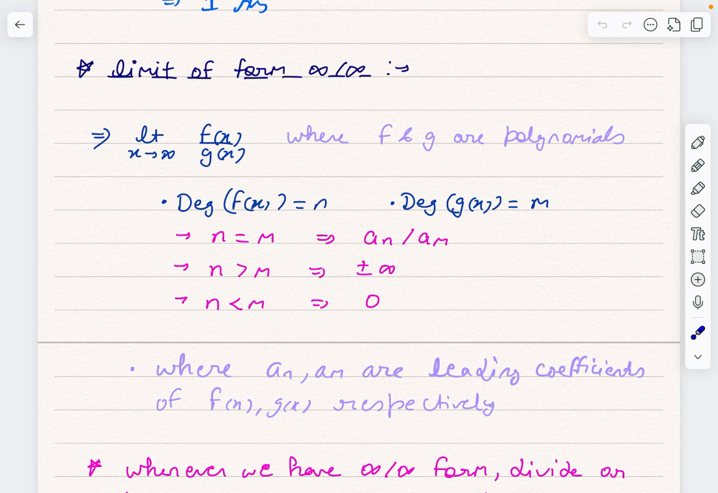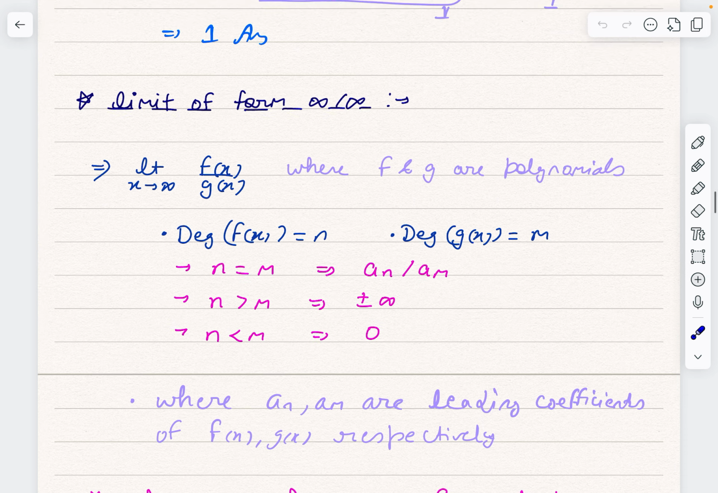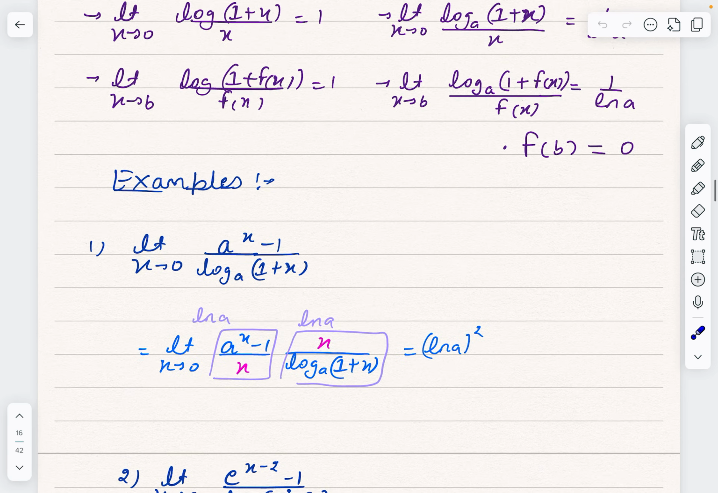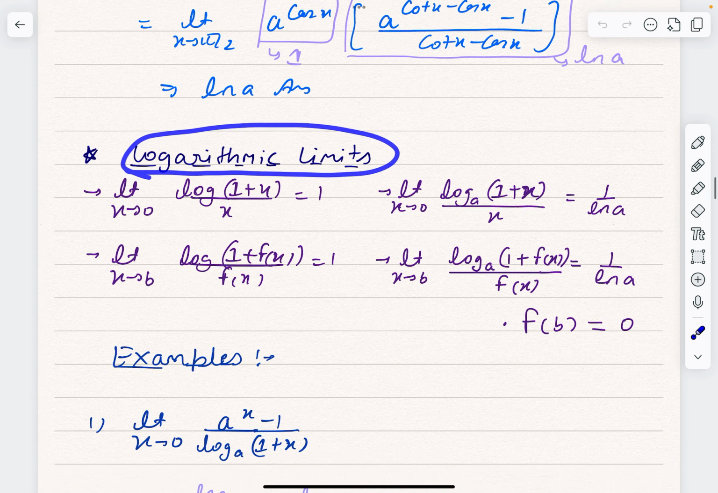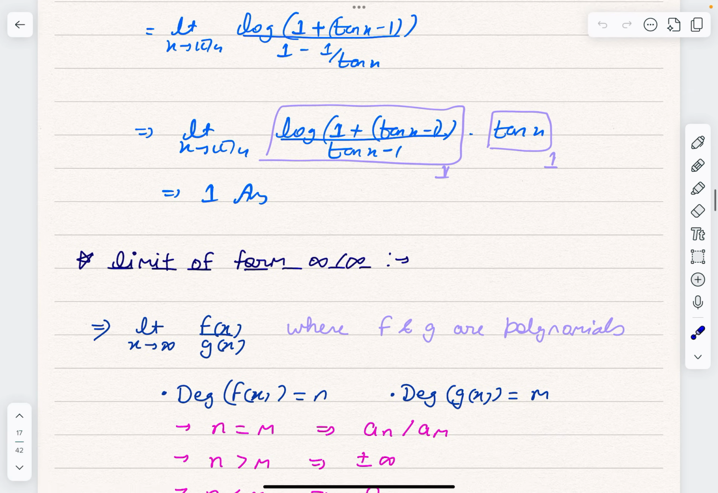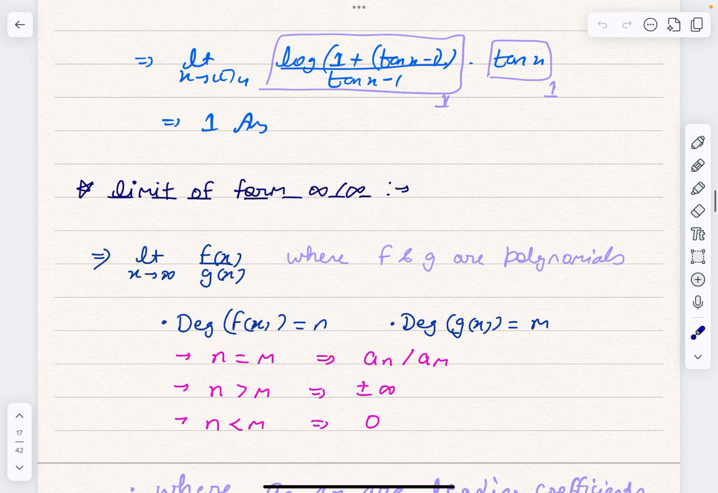Hello guys, welcome to the next class of limits. In the last class, we have covered up to logarithmic limits. Till this point, we have covered. So, in this class, we'll discuss from limits of the form infinity by infinity.